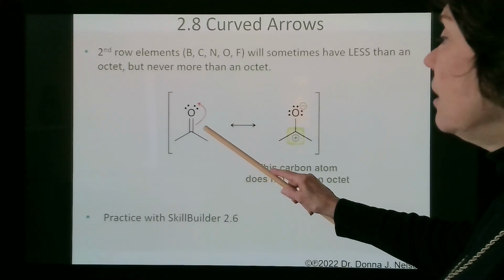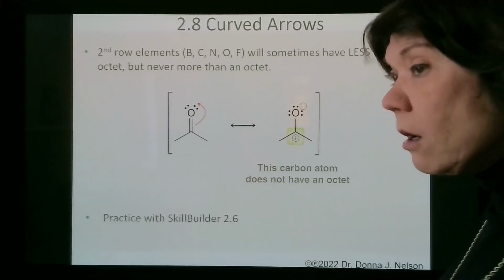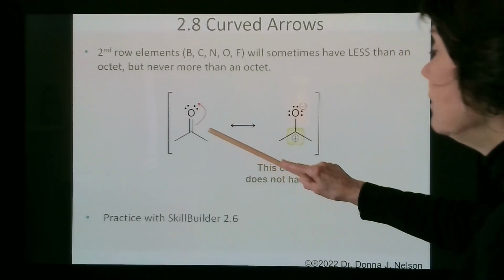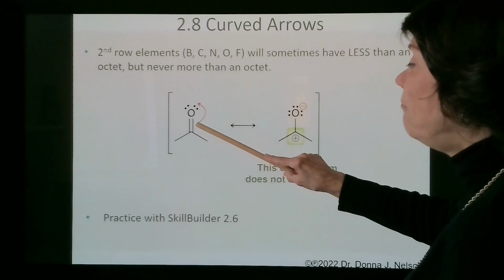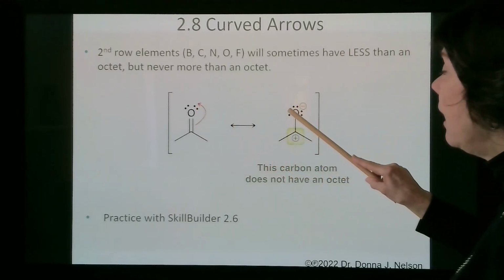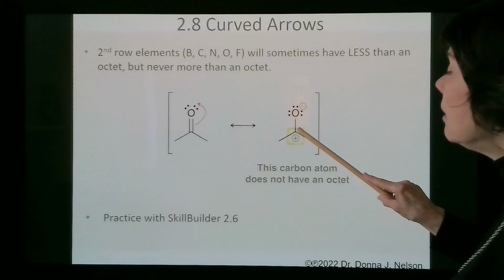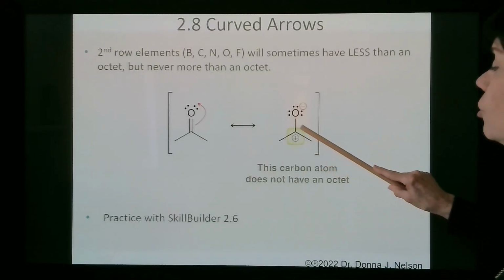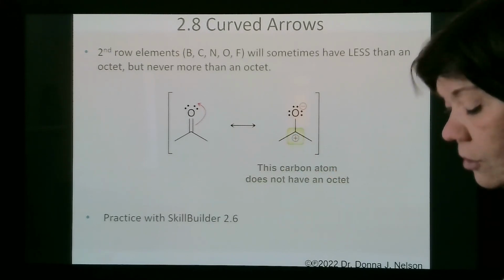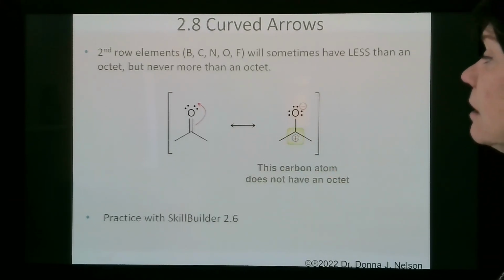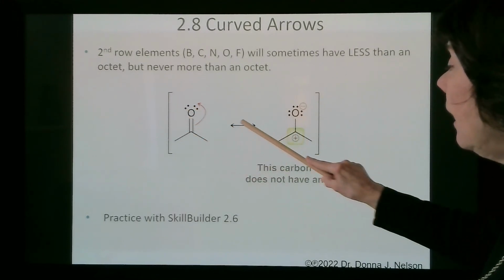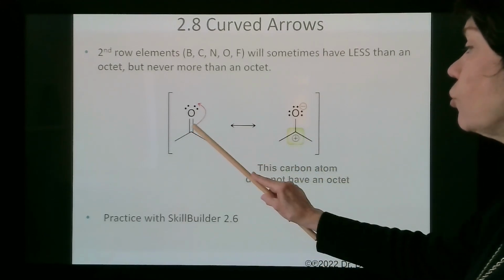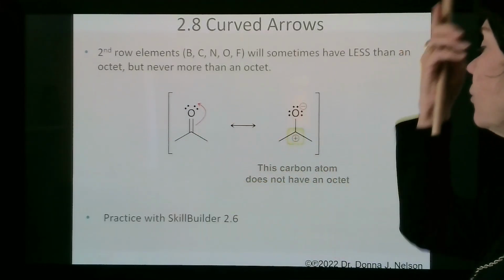Second row elements may have fewer than 8 electrons surrounding them, particularly in carbocations. Do you see how this pair of pi electrons has moved out onto oxygen? Now oxygen is bearing a negative charge. The carbon is bearing a positive charge. This carbon is surrounded by 2, 4, 6 electrons. It does not have the stability of a filled octet. Notice the brackets and the double-headed arrow. That designates resonance structures. So these are 2 valid resonance structures.